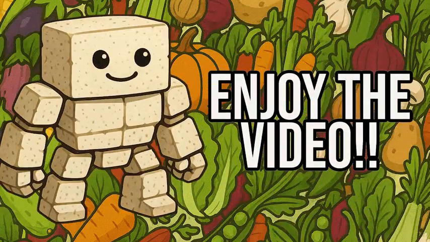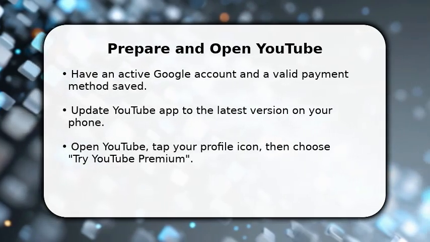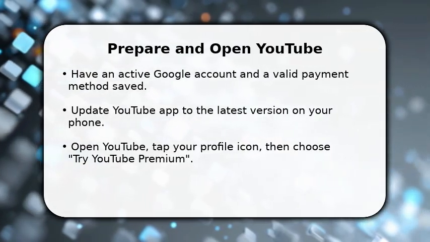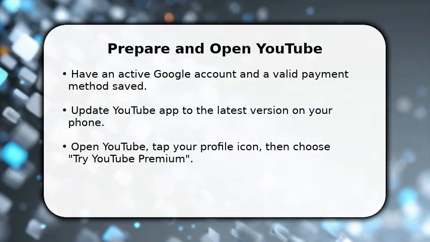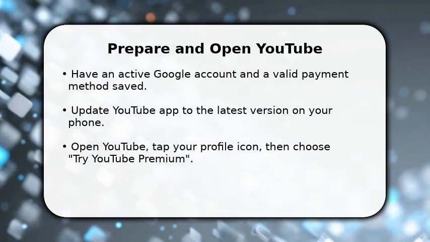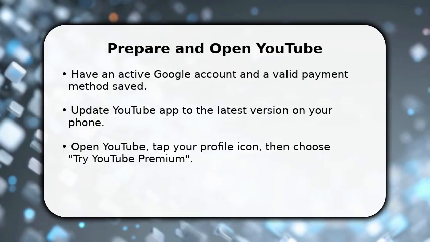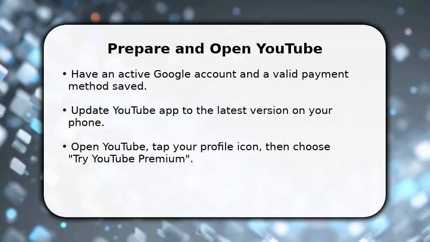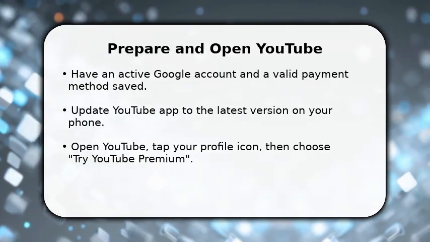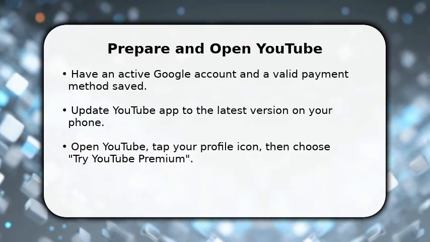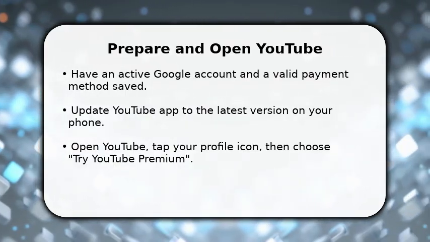Please enjoy the video. You start by confirming your essentials, a Google account and a valid payment method. Once done, update the YouTube app so features match the service. Now open YouTube, tap your profile icon at the top right, and select the Try YouTube Premium or Get YouTube Premium prompt. Follow the on-screen prompt immediately. This moves you from setup to plan selection. Doing these steps now prevents interruptions later and ensures the button you need appears without extra menus.